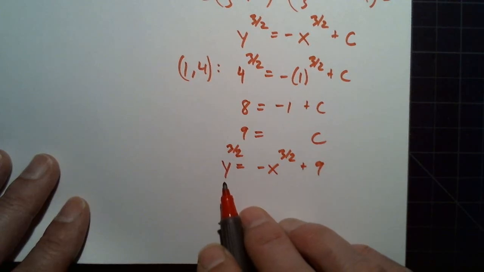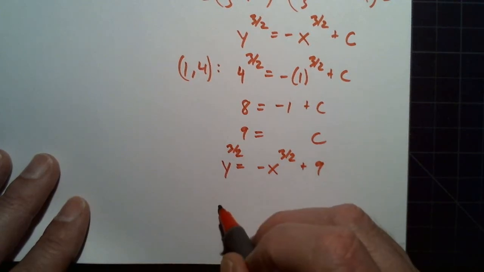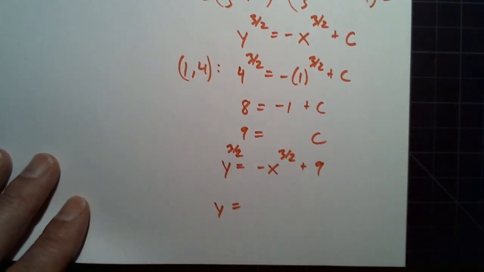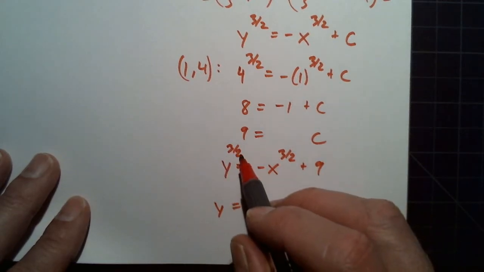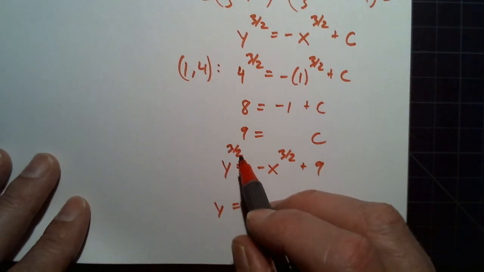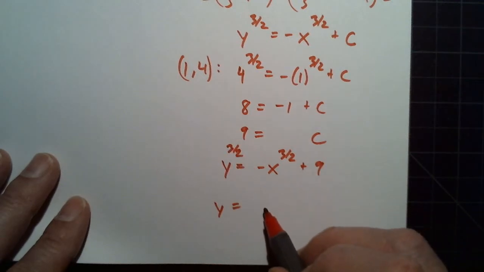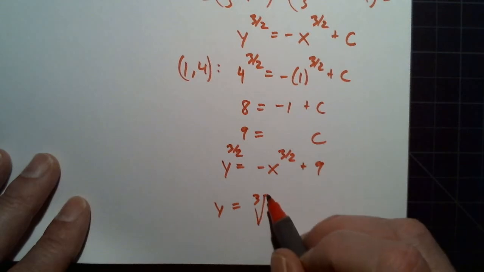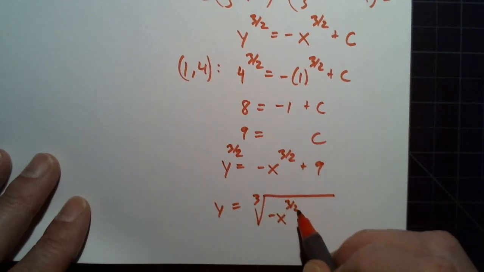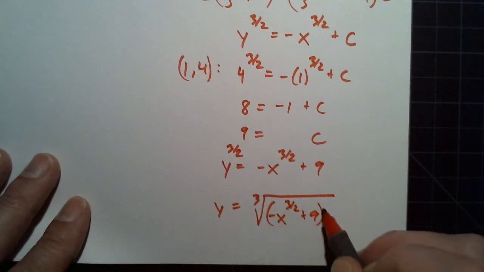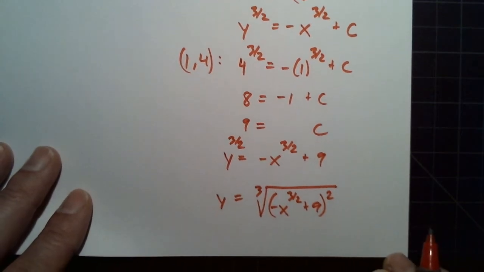We could write it with y equals, now we have a cubed root and we're going to cube root and square. So cubed root, just copy that and then square it.